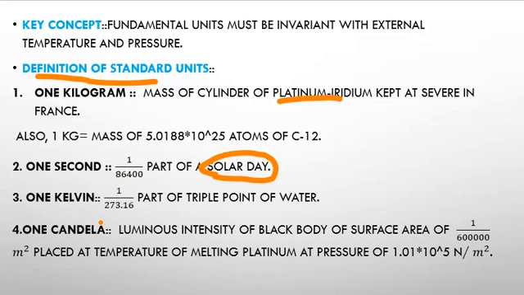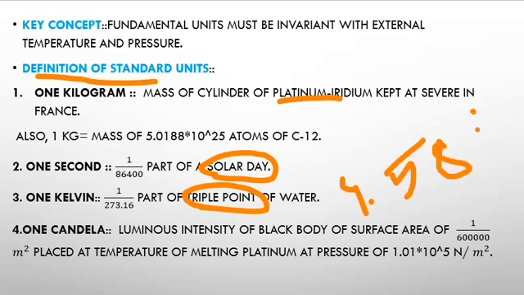Now 1 Kelvin is the fraction 1 by 273.16 of the triple point of water. What is the triple point? It's a new concept. The triple point is the temperature and pressure at which water can exist in 3 phases: liquid, solid, and gaseous. For pure water, the triple point temperature is 273.16 Kelvin and the pressure is 4.58 mmHg. This is a fraction of that temperature.